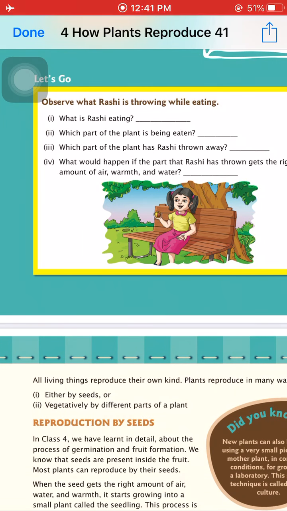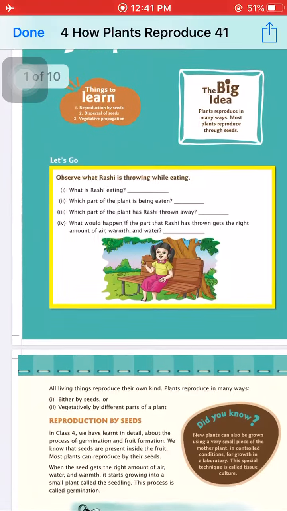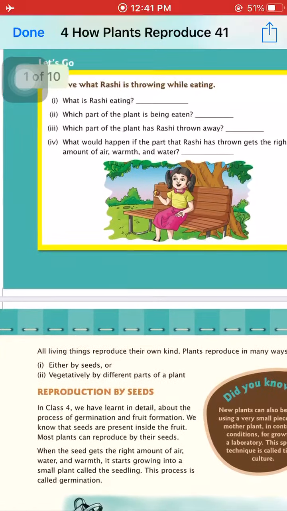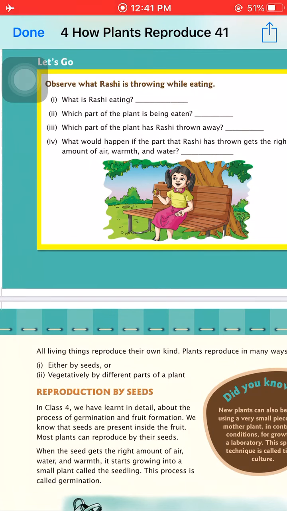Now all living things reproduce their own kind. Human beings reproduce their own. Similarly, plants reproduce their own. But the methods of reproduction are different in different living things. So here we discuss the different methods of how plants reproduce. First, plants reproduce by seeds or vegetative propagation. Vegetative propagation means reproduction of plants by the other parts of the plant.